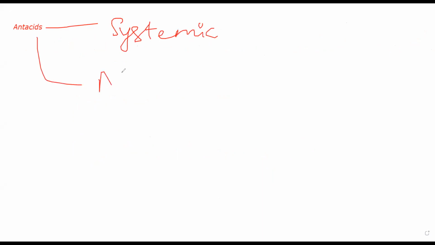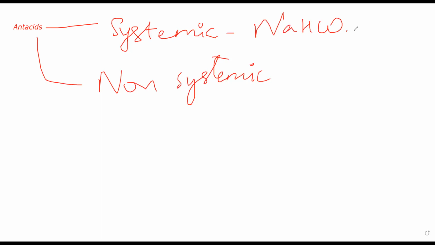Now the first class that we'll be discussing in drugs used in PUD will be antacids. Now antacids can be of two types. You can have systemic antacids and you can have non-systemic antacids. Systemic antacids जो है, for example we have sodium bicarbonate. They will get absorbed inside your blood and they cause systemic alkalinity.